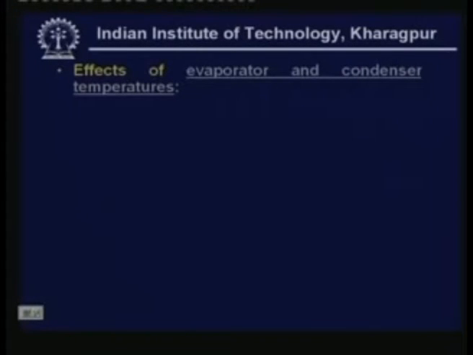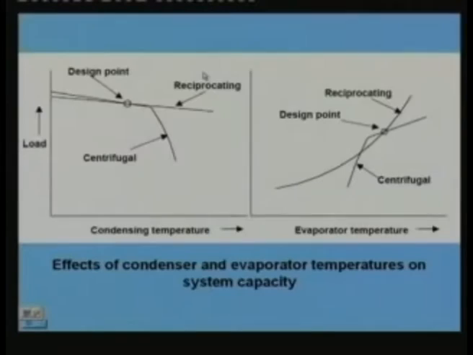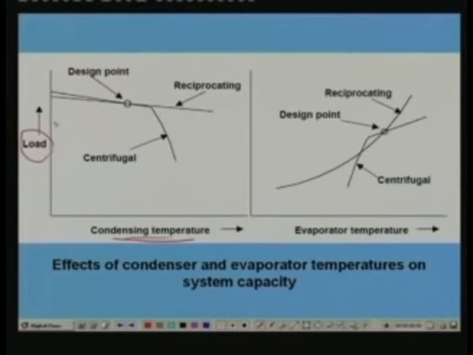Now, let us look at the effects of evaporator and condenser temperatures. Let us see what happens to the compressor performance when you vary them. Here I have plotted the condensing temperature on the x axis and load or refrigeration capacity on the y axis, and for comparison I have shown the performance of a reciprocating compressor also. If you look at the reciprocating compressor, we have seen that as the condensing temperature increases, its refrigeration capacity reduces, because this reduces the volumetric efficiency, so the mass flow rate gets reduced and the refrigeration effect also gets reduced slightly. As a result, the capacity reduces. So, this curve is for the reciprocating compressor. Now, what happens to the centrifugal compressor?